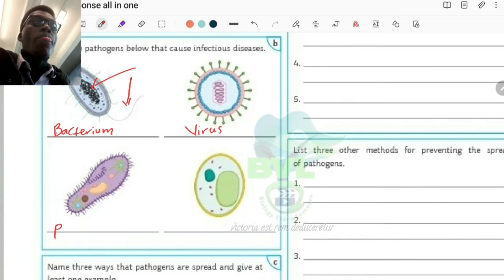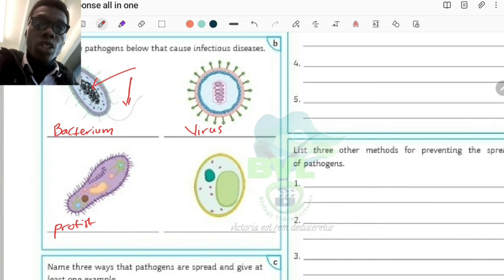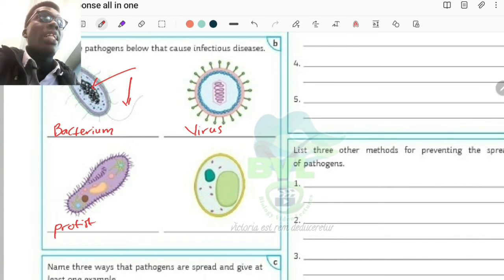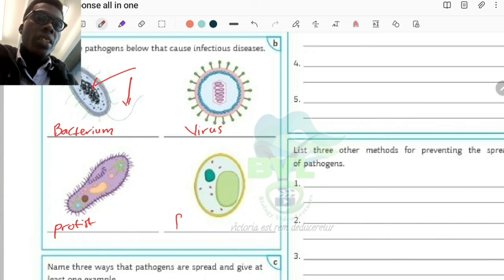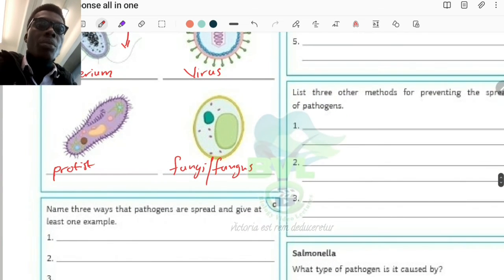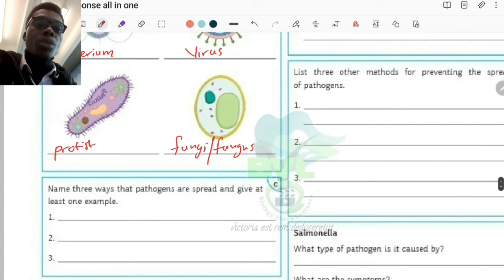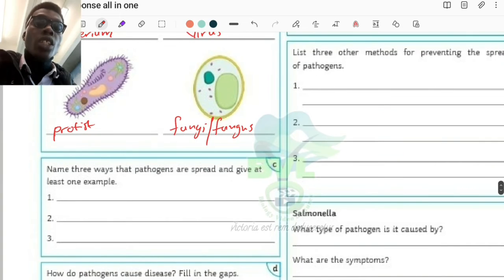If you've been in my class or you've seen the lecture, you should have seen something that looks like this to be one of the protists, because the four categories of pathogens we have are bacteria, virus, fungi, and protists. So this is fungi plural or fungus singular.